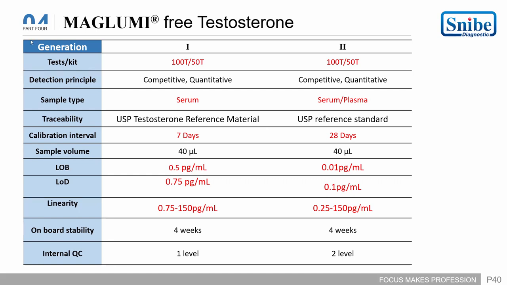In the second generation, we have serum and plasma both recommended, and the traceability is USB reference standard, and the calibration interval is 28 days. The sample volume is 40 microliters, and the linearity is 0.25 to 150 picogram. The onboard stability is 1 month, and along with the reagent pack, we are providing free of cost 2 levels of quality controls that help the customer to check the performance of the assay from the lower end to the higher end as well.